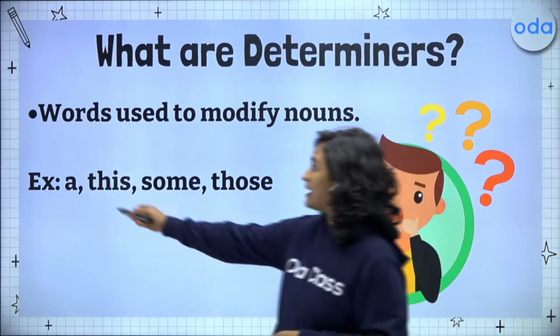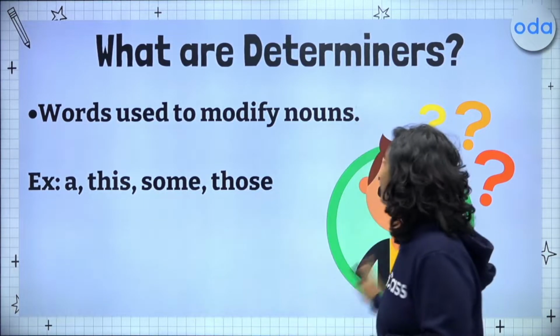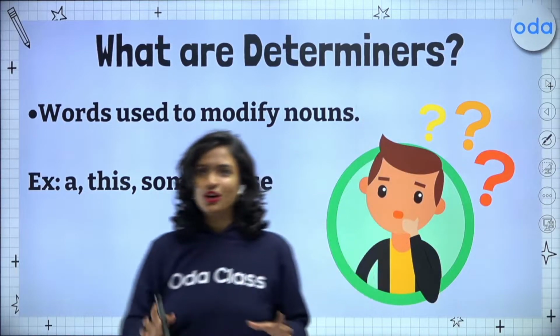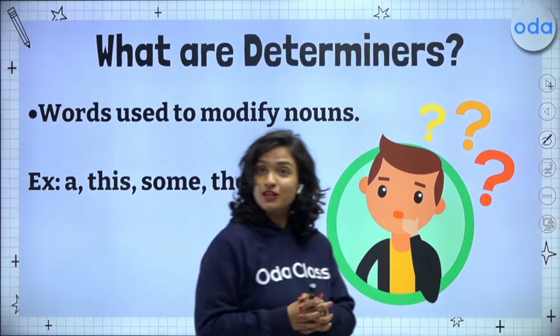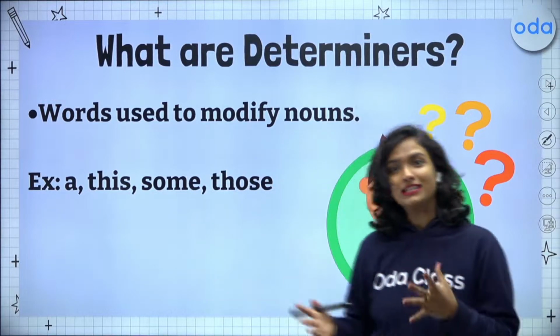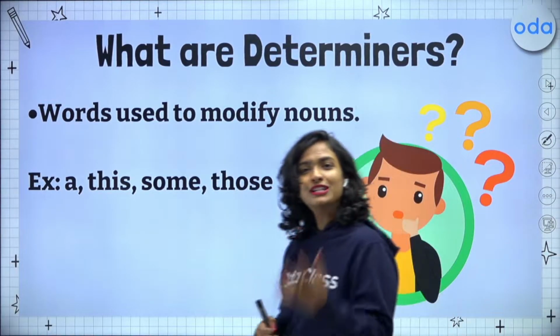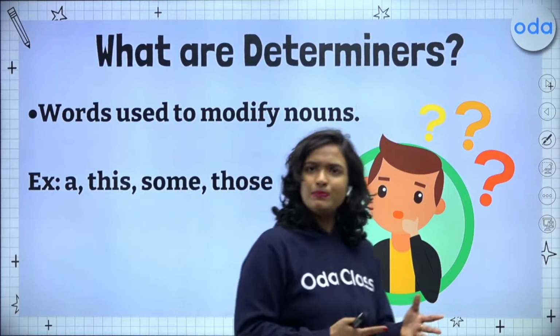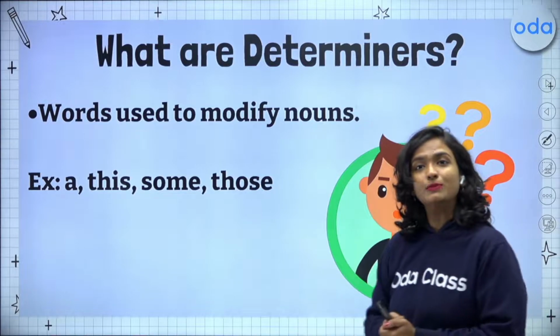So words like a, this, some, those, and lots of others. Now, we will be talking about 3 main types of determiners. There are also some other types, which I will be talking about in a future video. But for now, students, let's see some examples of how we use determiners.